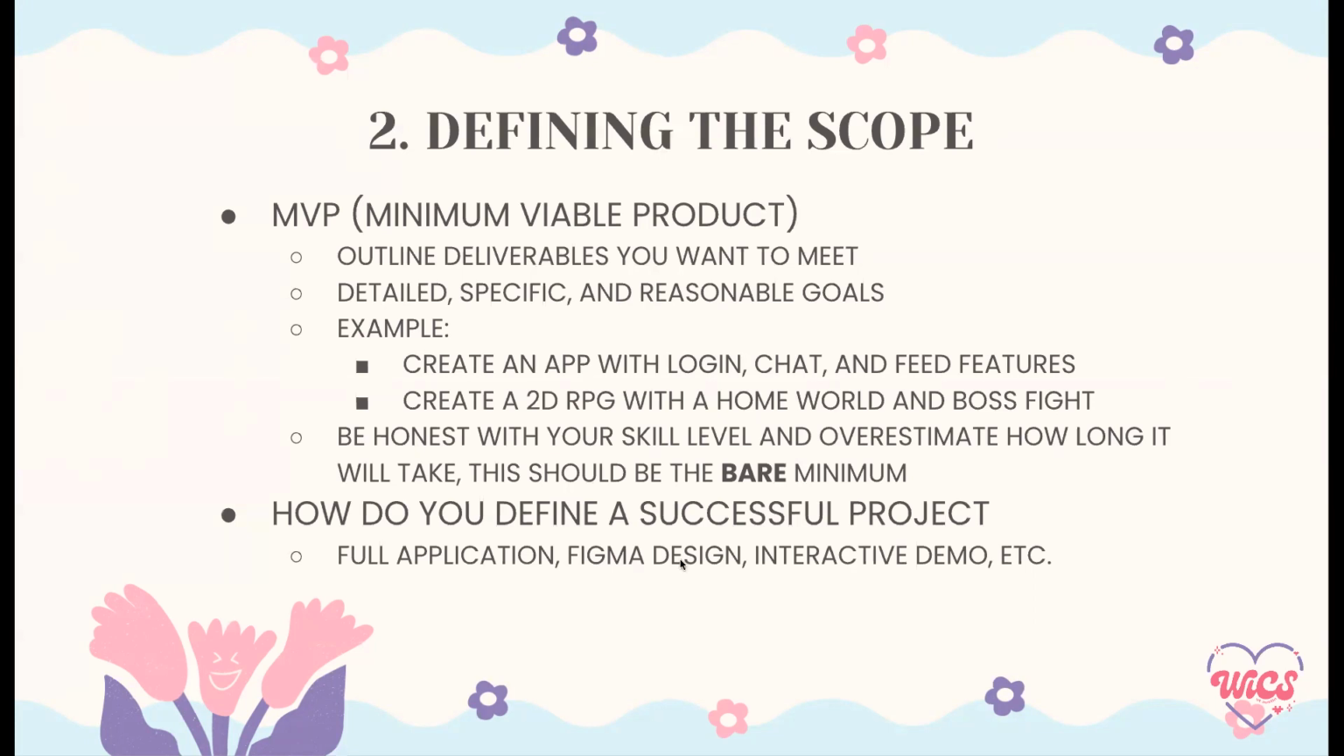These are things you for sure, if you're not planning on sleeping, I guess, before you submit, but if you are planning on sleeping, before you go to bed, make sure these things are done. Examples of this are create an app with chat, login page, and feed, or create a game with a home world and a boss fight. These should be things that are reasonable for you to do based on your skill level. Be honest with your skill level, because this is the very, very bare minimum product you have. Ideally you'll want to go past your minimum viable product, but you wouldn't submit without reaching this point.